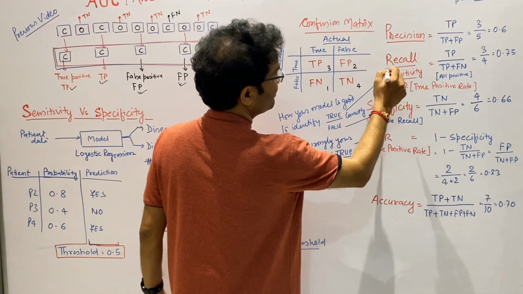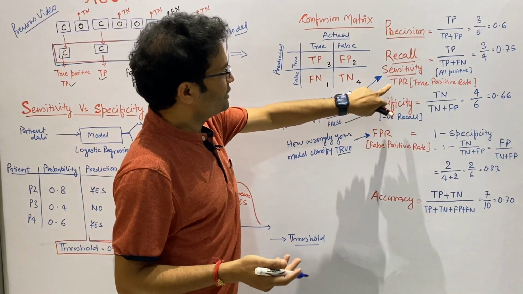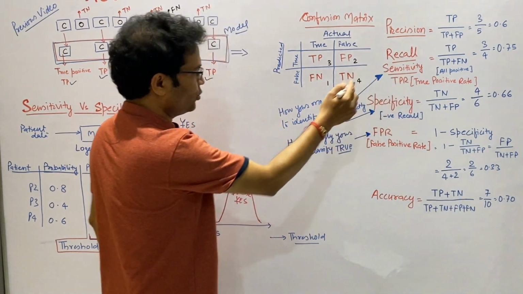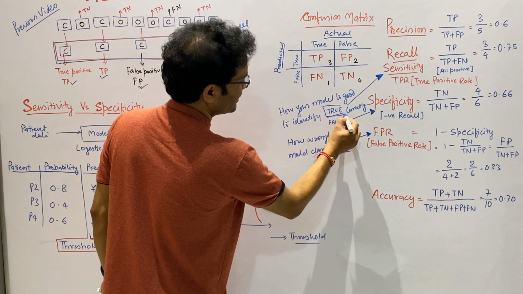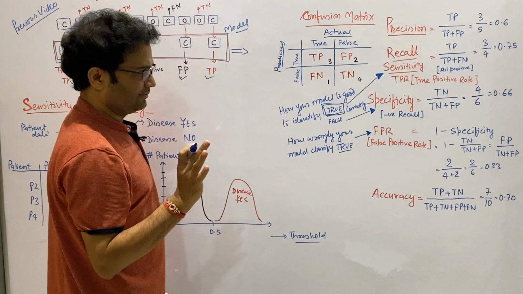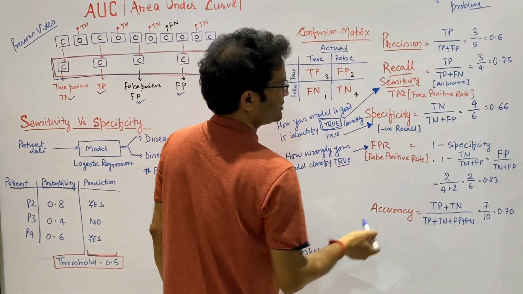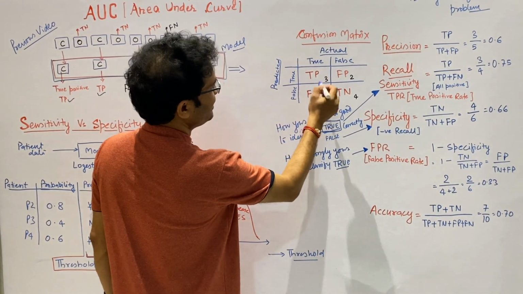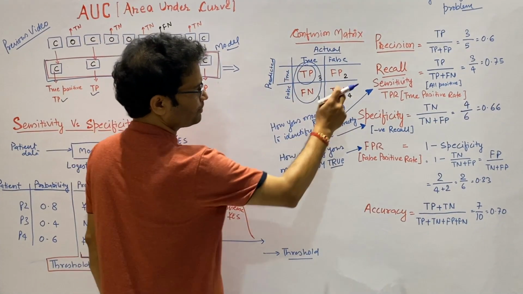The second terminology is called recall. That is also called sensitivity, and also the true positive rate, TPR. It shows how good your model is at identifying the true value characteristic. The formula is true positive divided by true positive plus false negative. This value, true positive divided by this, is called the recall.